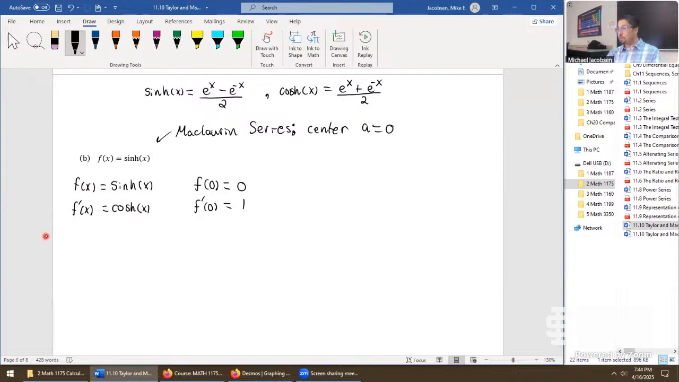Then now this is the rinse and repeat stage. We might go a little bit faster here at the moment. F double prime at x is hyperbolic sine at x, which means at the center 0, f double prime is 0. Then the third order derivative at x is back to hyperbolic cosine.